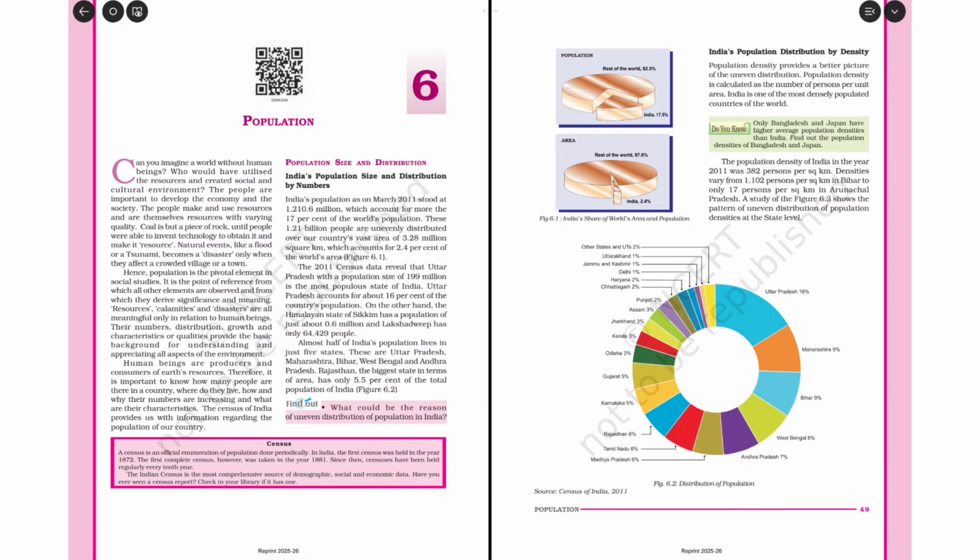It reads, on the other hand, the Himalayan state of Sikkim has a population of just about 0.6 million, and Lakshadweep has only 64,429 people. That is just an incredible disparity. You have Uttar Pradesh holding 16% of the nation's entire population. If Uttar Pradesh were its own sovereign nation, it would be among the top 10 most populous countries on Earth. And the researchers deliberately juxtapose that massive concentration with the extremes on the other end, like Sikkim and Lakshadweep.